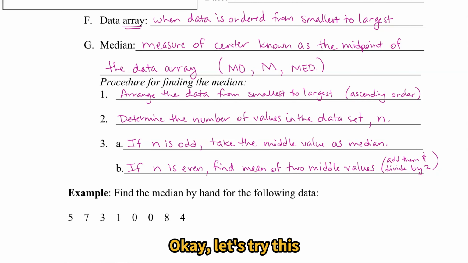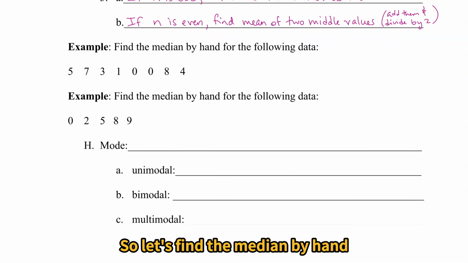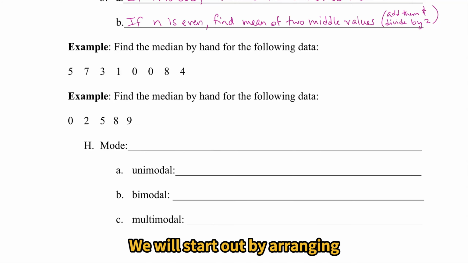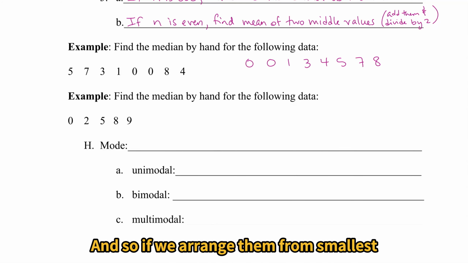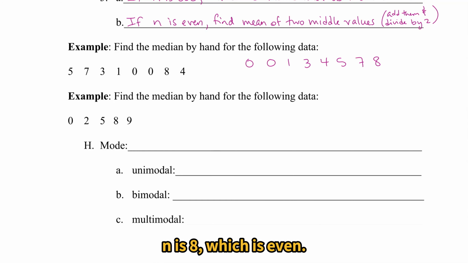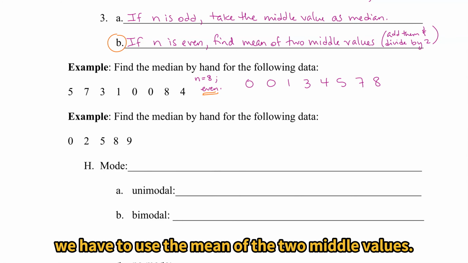Okay, let's try this with the two sets of data we had before. One of them we had 8 values, the other one we had 5. So let's find the median by hand for the data that we had in our first example. We will start out by arranging this data from smallest to largest. And so if we arrange them from smallest to largest: 0, 0, 1, 3, 4, 5, 7, 8. n is 8, which is even. For step 3, n is even, so we have to use the mean of the two middle values.